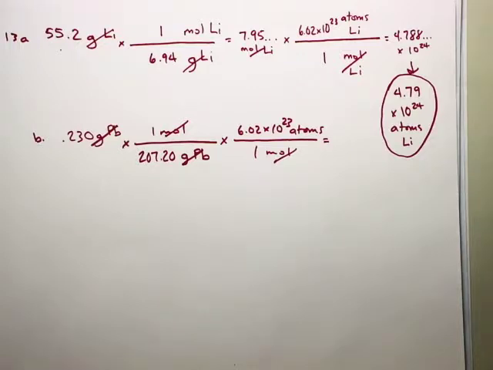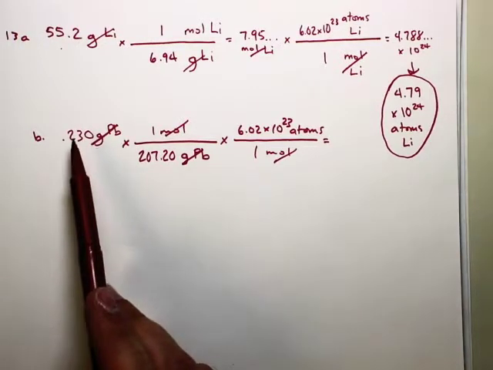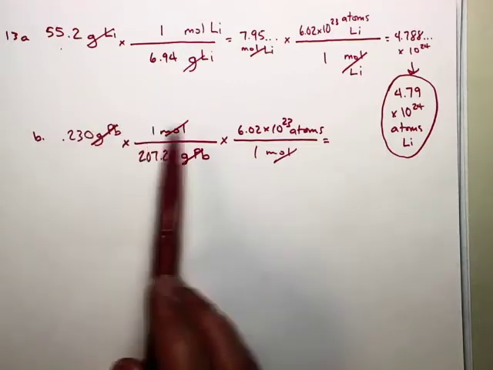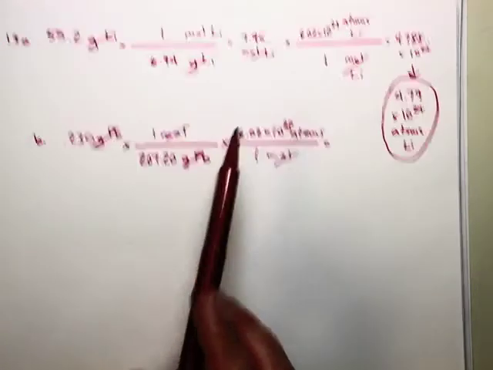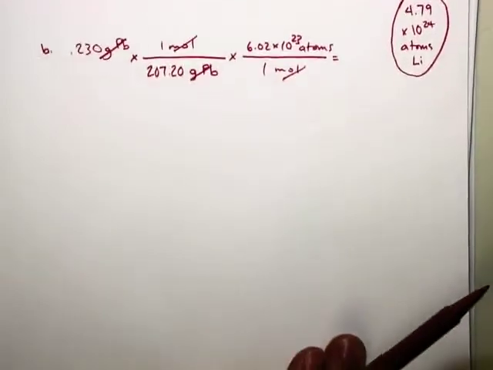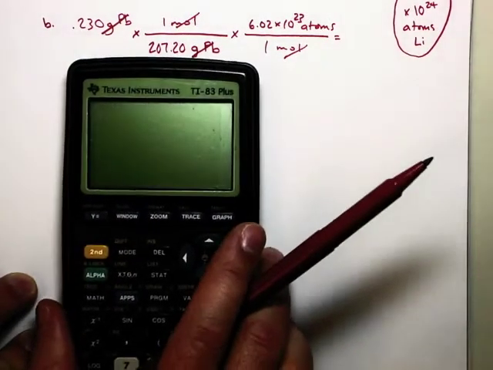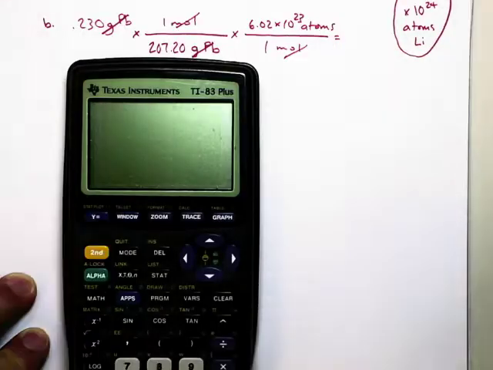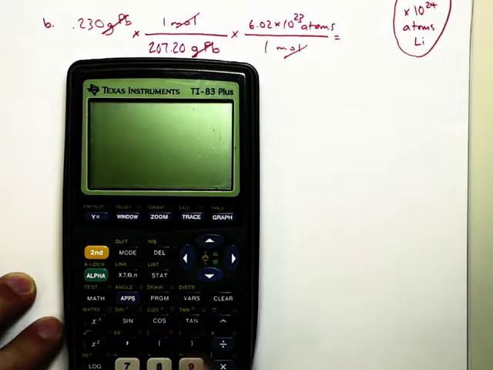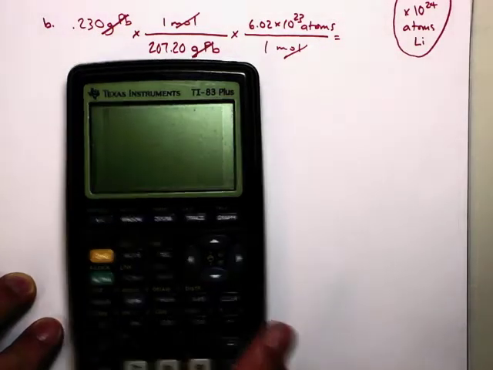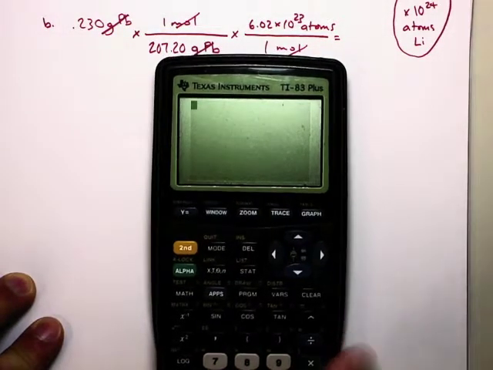How do you solve this thing? You just take all of your top values and multiply them together: 0.230 times 1 times Avogadro's number. All right, do that right now. Remember to put Avogadro's number in parentheses. So we got 0.230 times parentheses Avogadro's number.